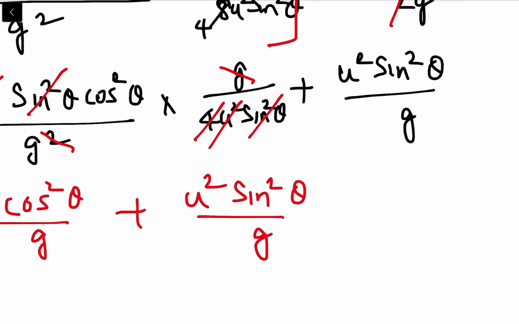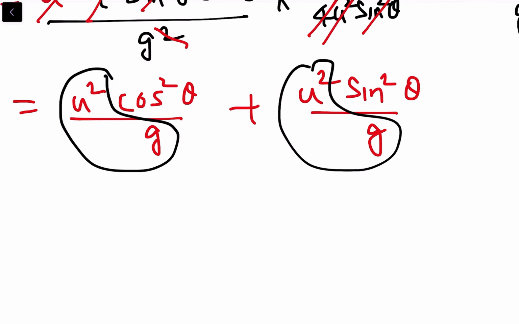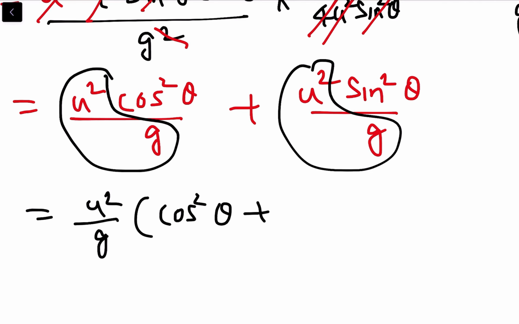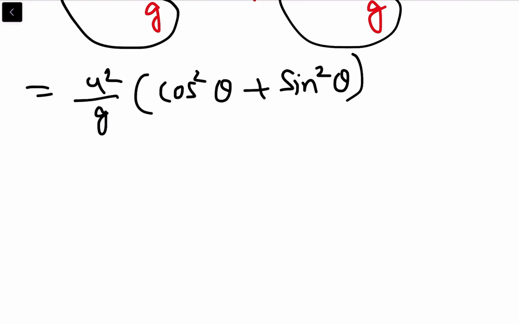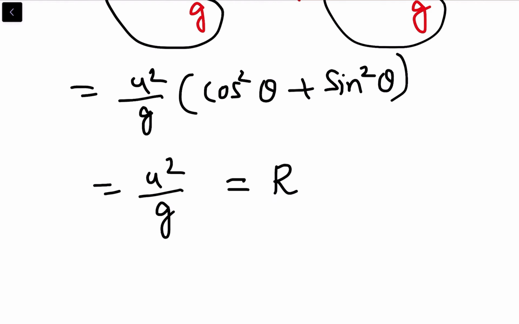This is what we are getting. So now in these two terms, u square by g is common. Take it out, and then you get u square by g into cos square theta plus sine square theta. But according to trigonometry, cos square theta plus sine square theta is equal to 1. Therefore, you will get u square by g. But according to projectile motion, u square by g is R max. How is it R max?